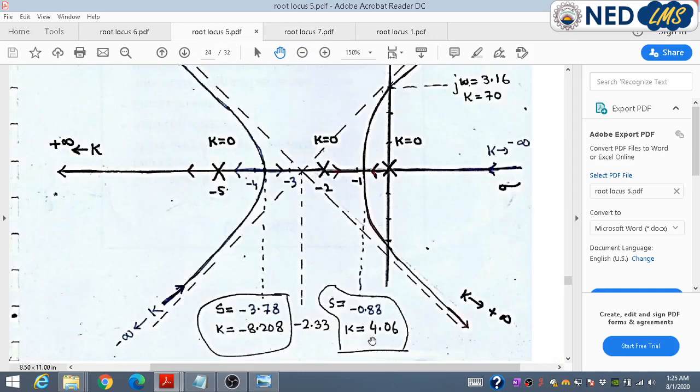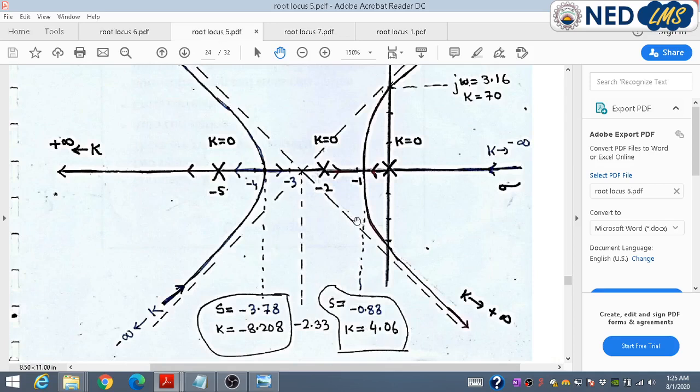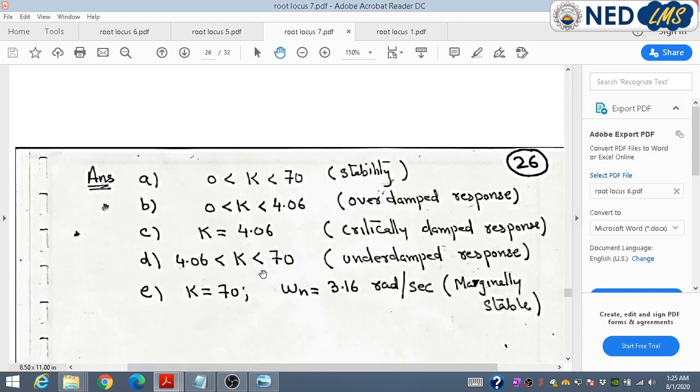When k is equal to 4.06, these two roots are equal, therefore it is the condition for a critically damped system. And when k is greater than 4.06, the roots are complex and enter the complex plane. And finally, before this point, the system is stable and the response, we can say, is underdamped. Therefore the range for system underdamped response should be k greater than 4.06 and less than 70.